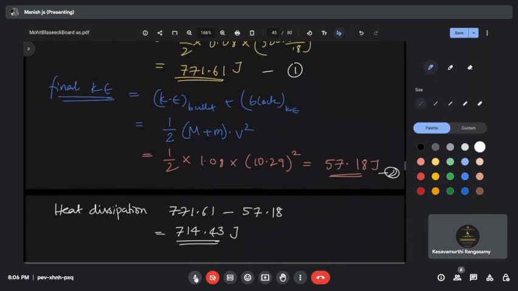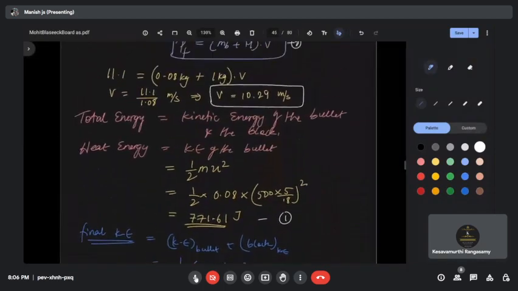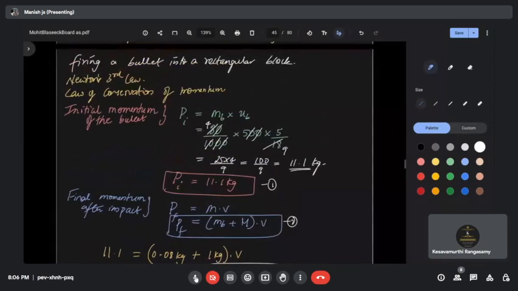You need to remove this value. The final kinetic energy needs to be subtracted from the total energy to get the heat dissipation. All right, so this is how you approach this question.